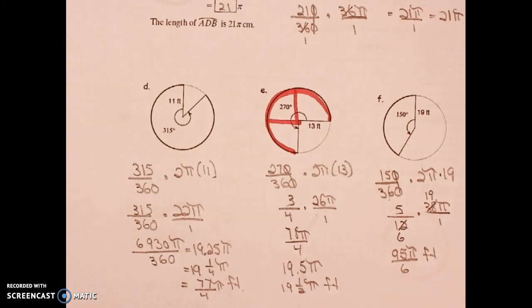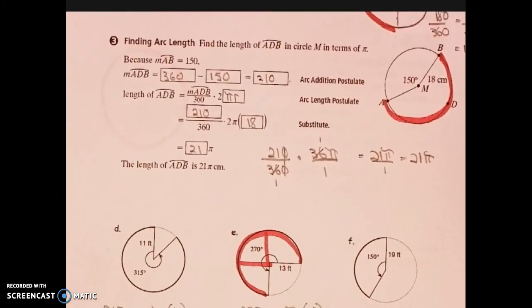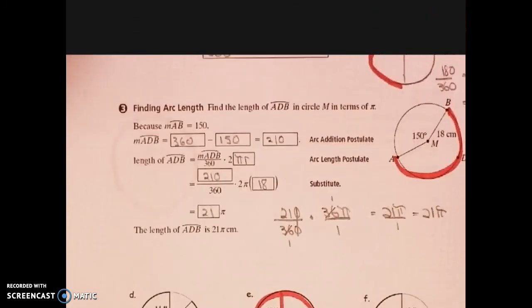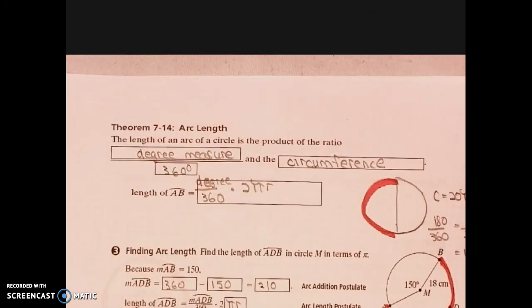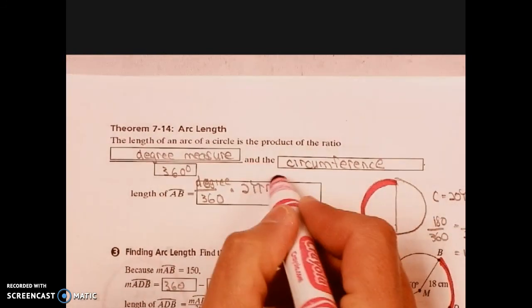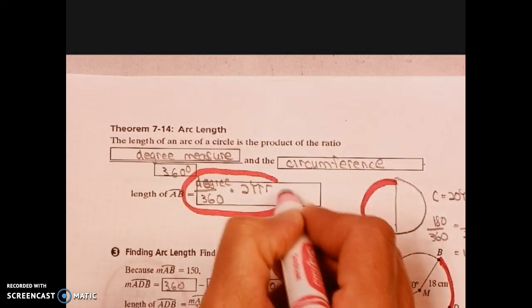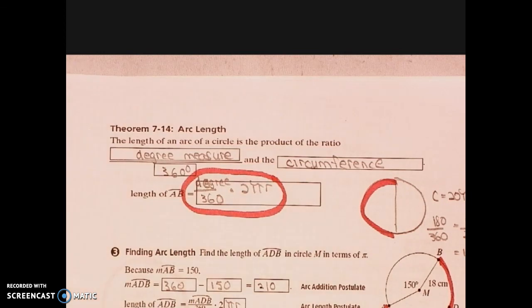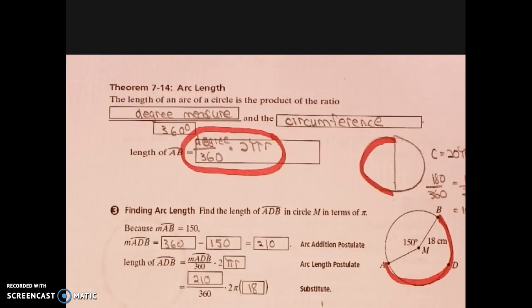So go back up to what we put down for that formula, because that's going to be the key for you tonight. Here's that formula. Let me bring it all the way down right here. Here's the key formula. Degree over 360 times your circumference, because we are looking for part of the circumference that corresponds with our arc length.